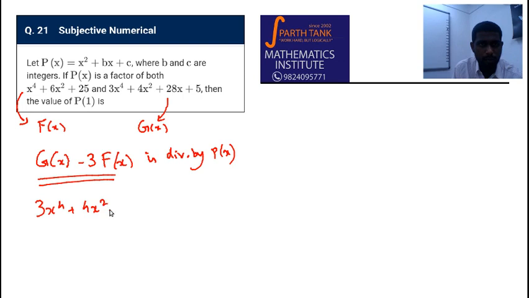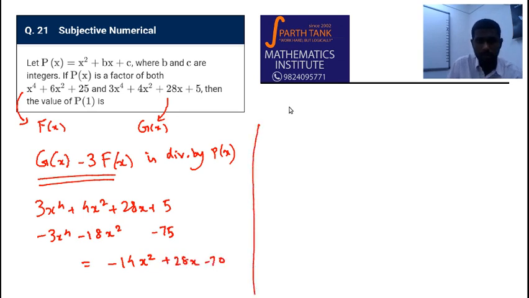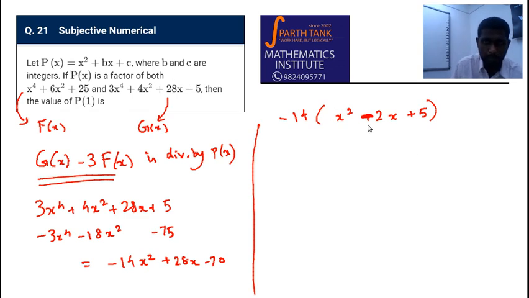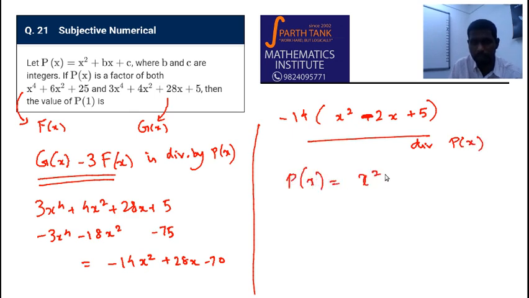3x power 4 plus 4x squared plus 28x plus 5 minus 3x power 4 minus 18x squared minus 75. Correct? 5 and 75. Okay. Minus 3 f of x. Now after cancellation of these two things, what do I get here? Minus 14x squared plus 28x minus 70, or minus 14 times x squared minus 2x plus 5. So if p of x is a factor of this, this is divisible by p of x, then it means p of x is equal to x squared minus 2x plus 5.